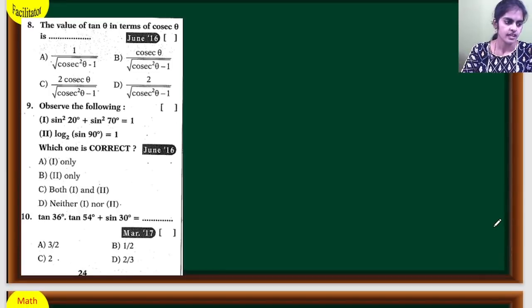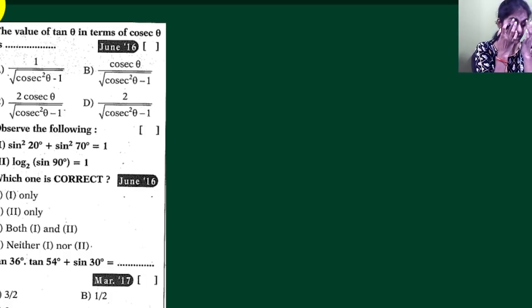Okay. Now the next one, the value of tan theta in terms of cosecant. Now tan and cosecant, do we have any ratio? Tan and cosecant direct ratio, do we have?